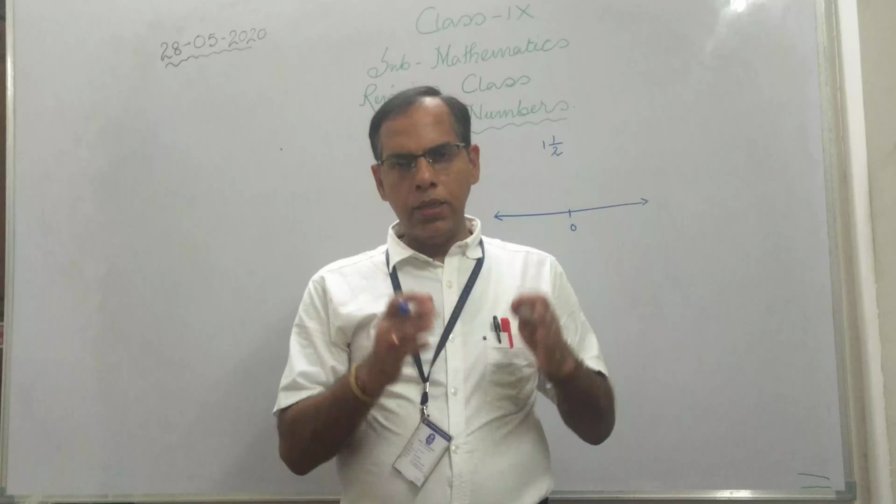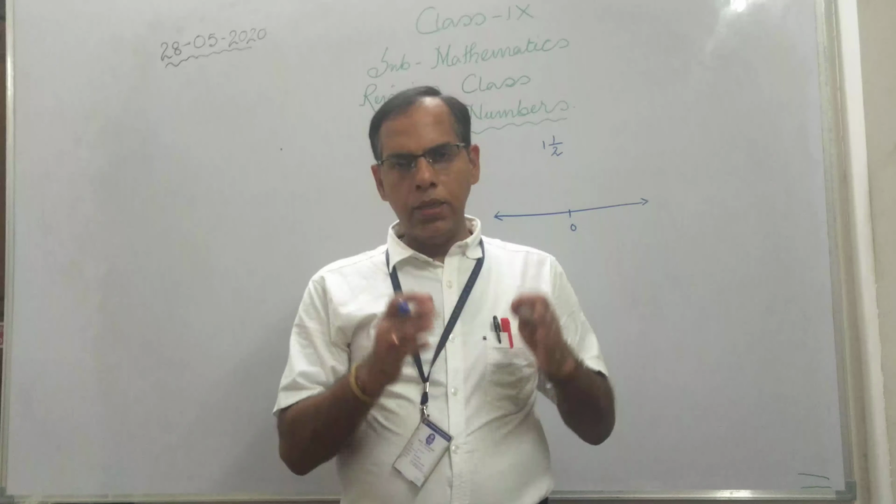Okay? So let us represent this 1 1/2 on a number line, and first of all you convert it into an improper fraction. How many types of fraction? There are 3 types of fraction: proper fraction, improper fraction, and mixed fraction. And this is the mixed fraction. So from mixed fraction we'll convert into improper fraction. So what is that? 3 by 2.